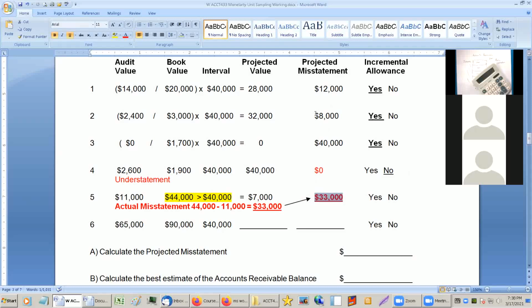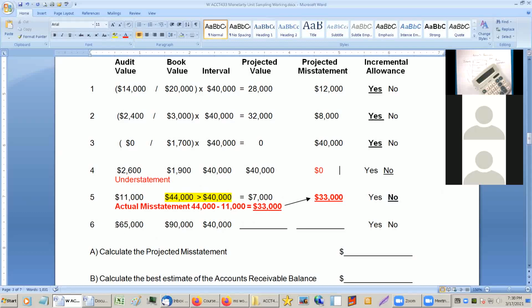These misstatements are projected. This one's only off by 600, but we're projecting it over the entire interval, so that's why it comes out to a projected misstatement of 8,000. Whereas down here, it's a larger amount. We know that it's misstated by 33,000, not 30,000. Now, is it an incremental allowance? No. It couldn't get any worse. That interval is completely taken out. So that had to cross at least one interval. It may have crossed 2 intervals.